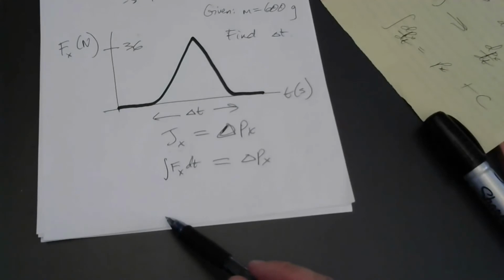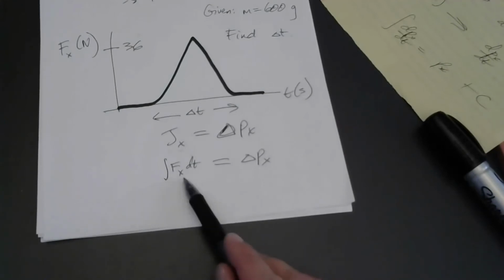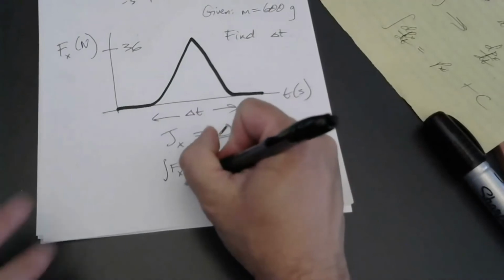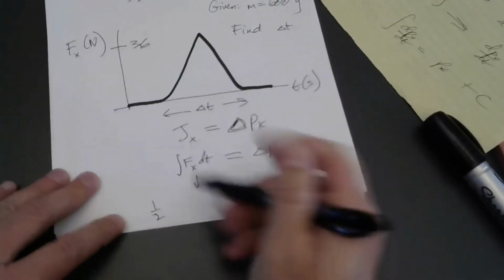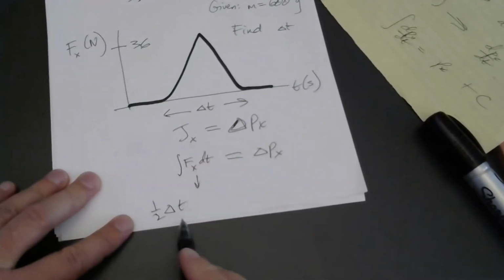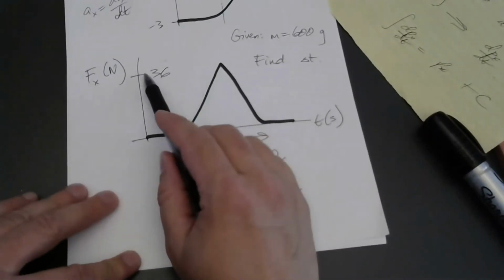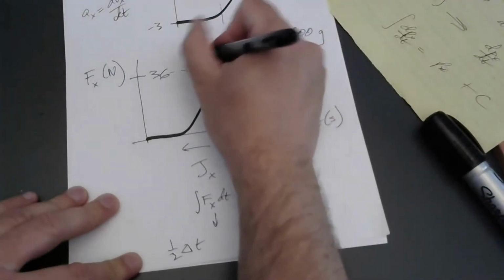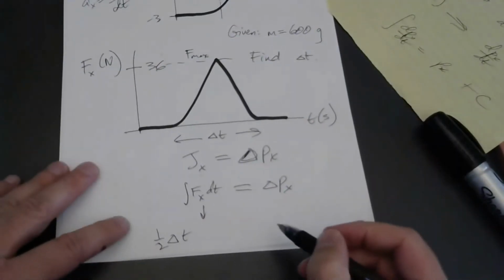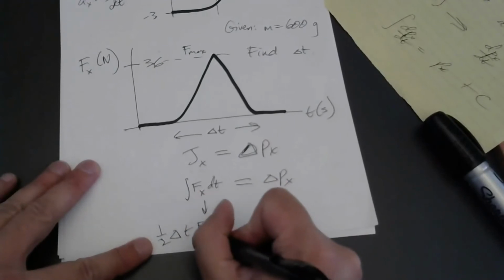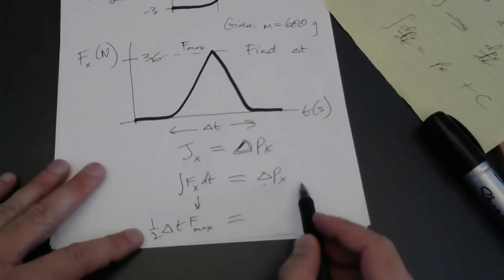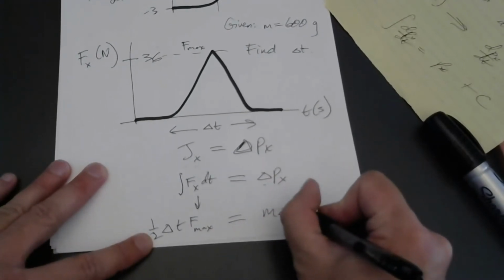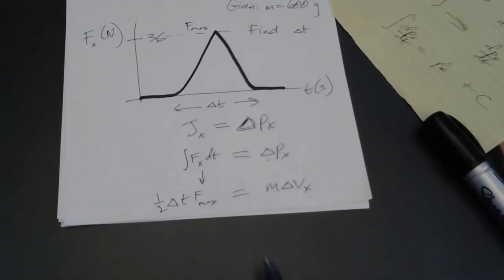Now, here's where we recognize that this integral is the area. I can just replace that with our formula from geometry, 1/2 base times height. Well, the base is the time interval that we're trying to calculate, and the height is what I'll call F max, the peak value reached by the force. So 1/2 base times height is 1/2 delta t F max. And for constant mass, you can write the change in momentum as mass times delta v.